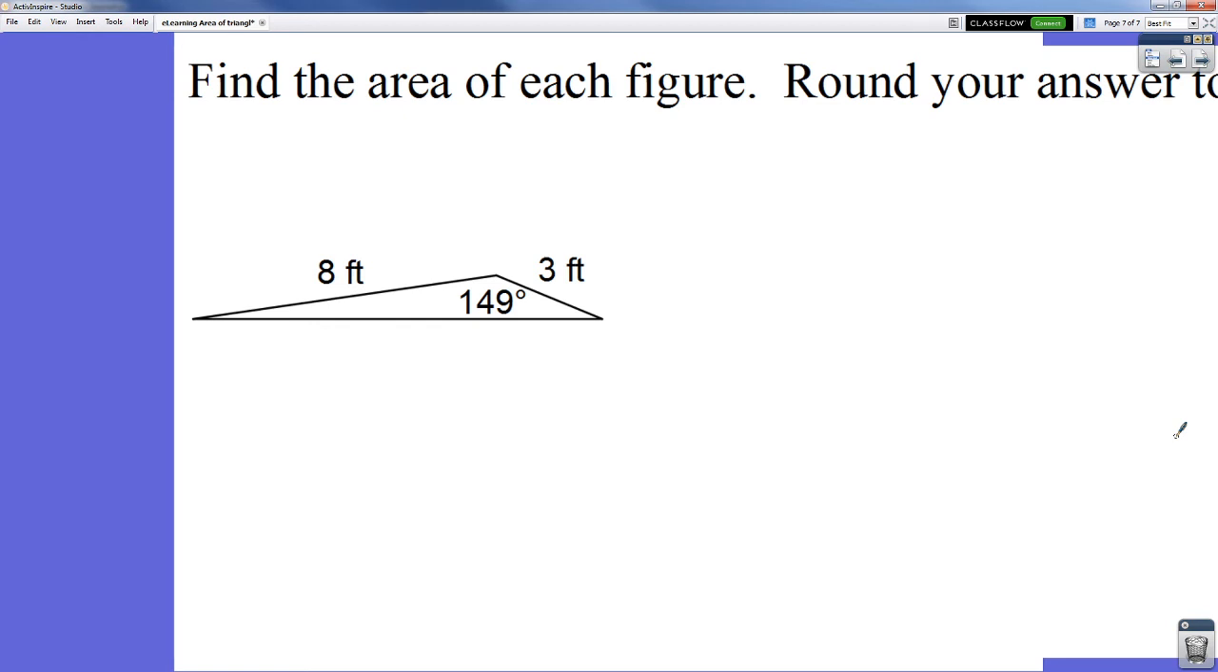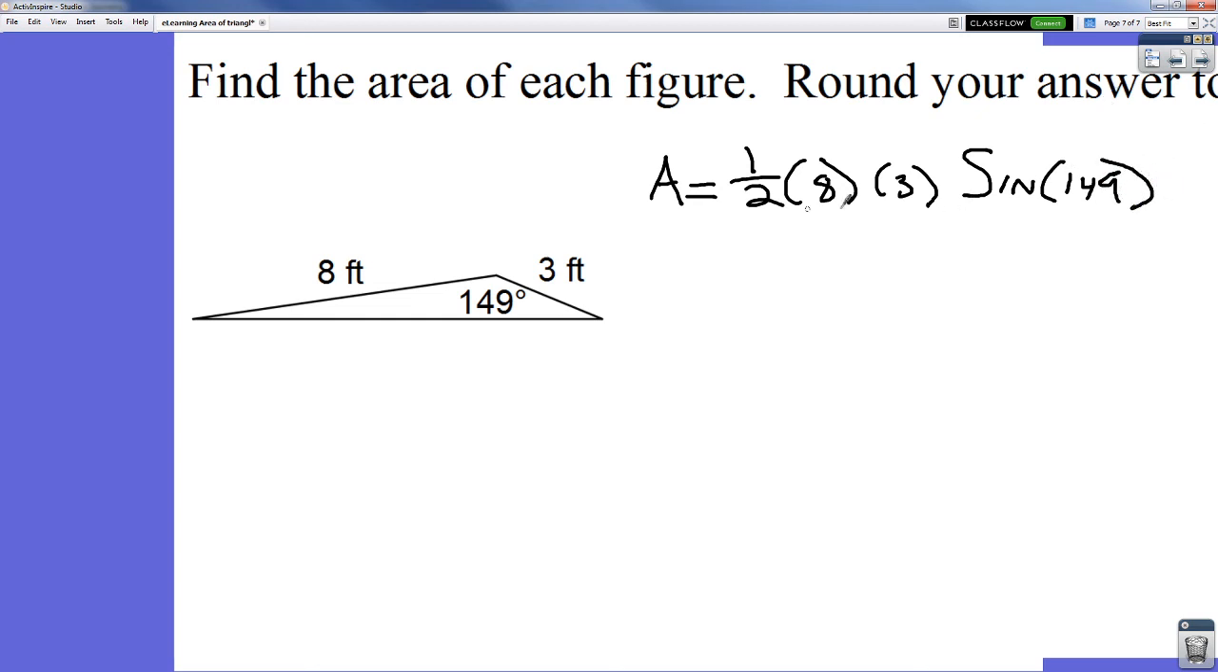All right, so let's go over it. Area equals 1/2. Well, A is 8, B is 3, and then the angle is 149.